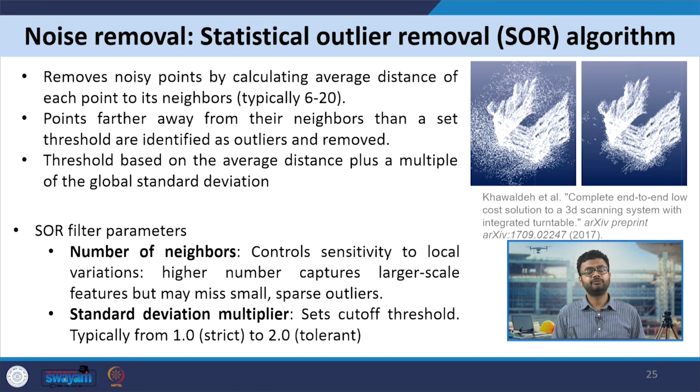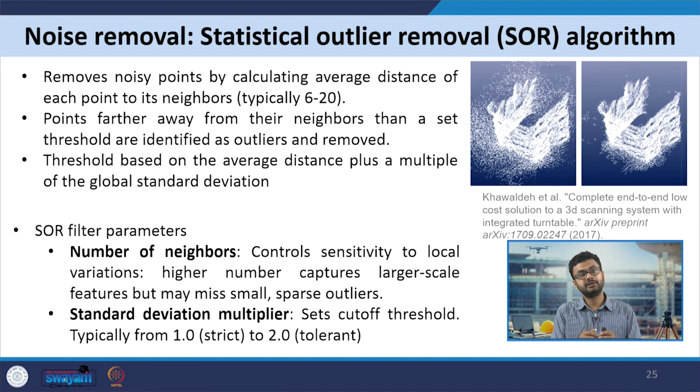In addition to this, we have a more sophisticated algorithm called statistical outlier removal, or the SOR algorithm. This algorithm identifies and removes noisy points by calculating the average distance of each point to its neighbors.